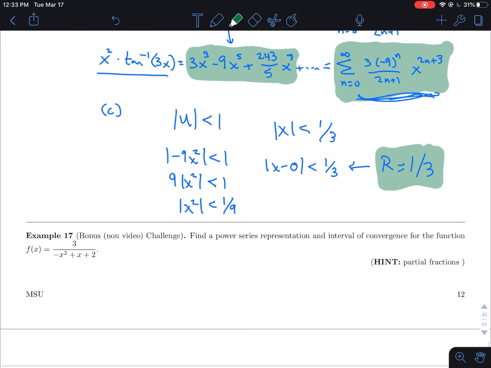All right, and just as an FYI, I have down here for you a bit of a bonus challenge. If you've got some free time, find a power series representation and the interval of convergence for this function. My hint to you is partial fractions. So you can combine some of this stuff together with some of our other previous Chapter 7 knowledge. Anyway, that's a fun challenge problem.